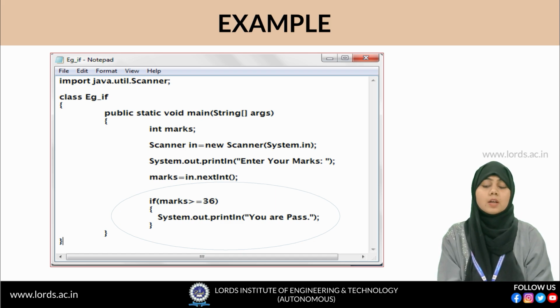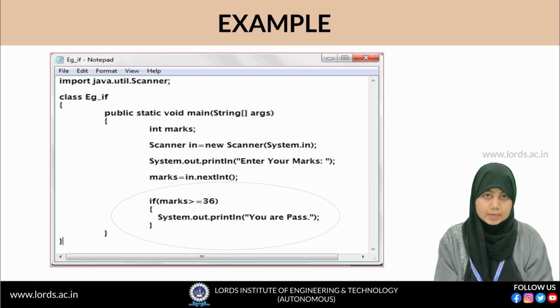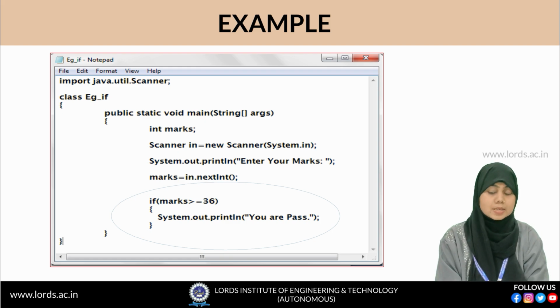Then the next line is where I'm asking the user to enter the marks. For that we make use of the predefined output stream class System.out and the println method, asking the user to enter the marks. Once the user enters the marks, I'm going to store them in a variable called marks, so marks is equal to in.nextInt. Using the in object, I am accessing the predefined nextInt method of the Scanner class.